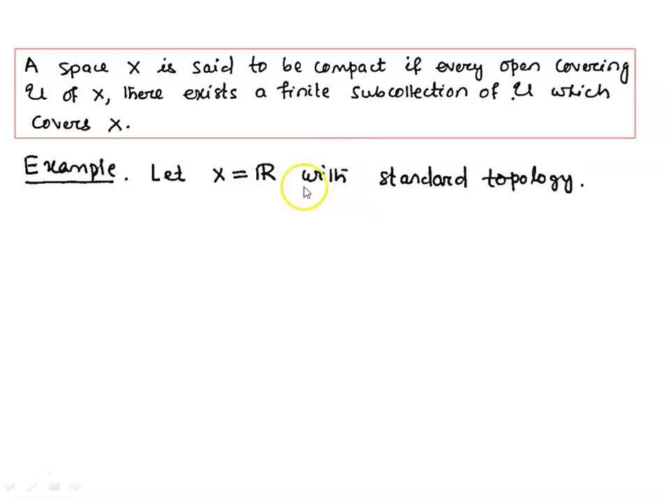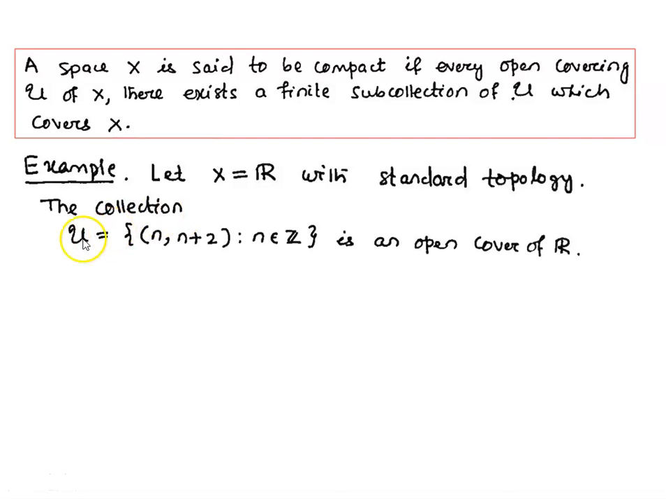Let us check whether this real line is compact or not. To become compact, every open covering of the real line must have a finite subcollection whose union is the entire real line. Now to check, let us pick one collection U containing open intervals of the form (n, n+2), where n is an integer.